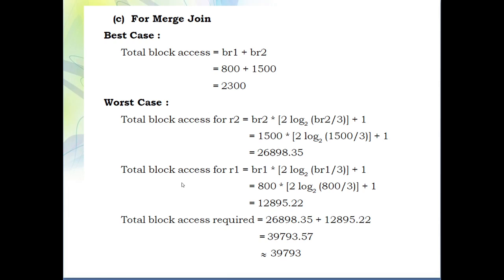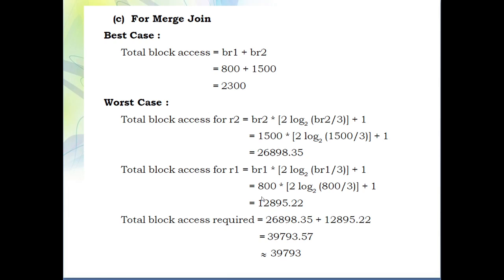Similarly, we need to calculate the total number of block accesses for relation R1. Instead of br2, we have br1 into 2 log base 2, br1 divided by 3 plus 1. What is the value for the number of blocks in relation R1? 800 into 2 log base 2, 800 divided by 3 plus 1. If you calculate this, you will get the value 12895.22.